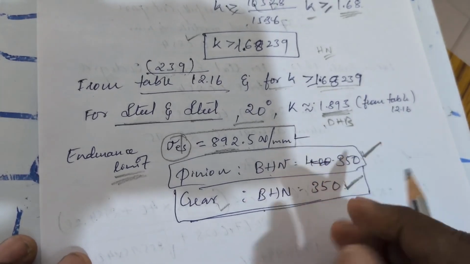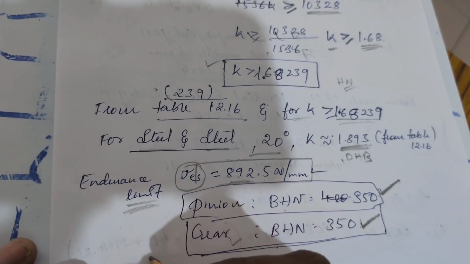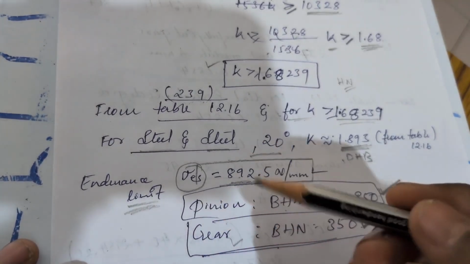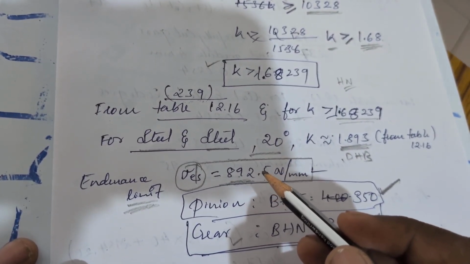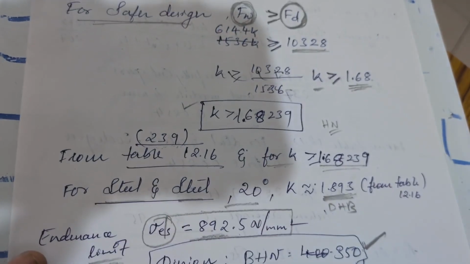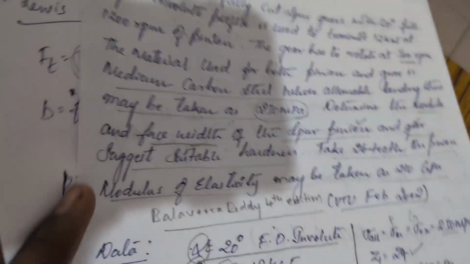So what we have done in this problem is we have finally calculated the hardness number, and also completely designed the spur gear for the same material, that is carbon steel. So this is how you can do the problem on gears.